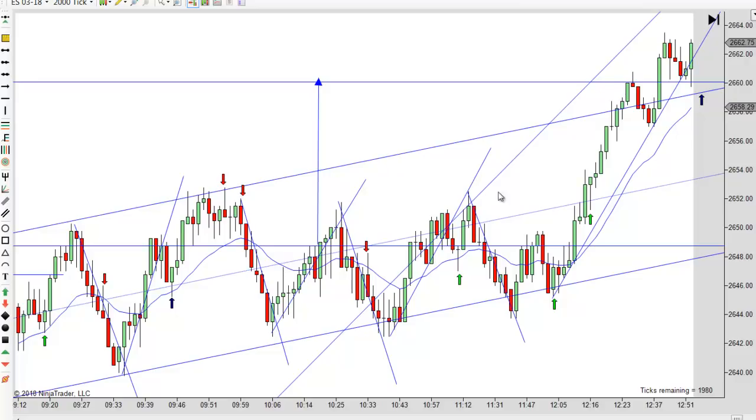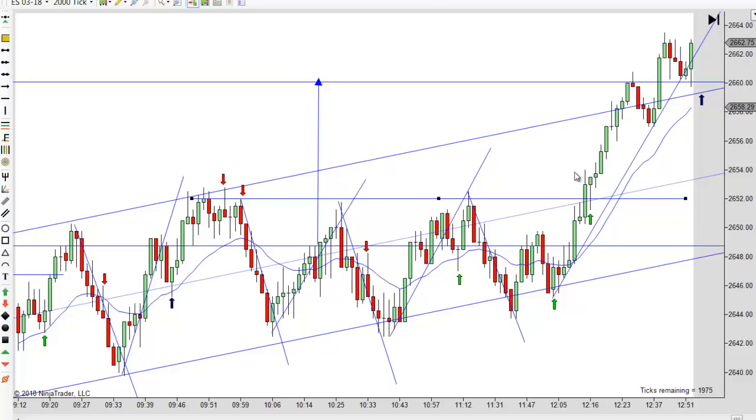Man, something's really going on weird with my stuff here. But you can see that resistance right across there. And so it pulls back and tests it and makes a lower high.